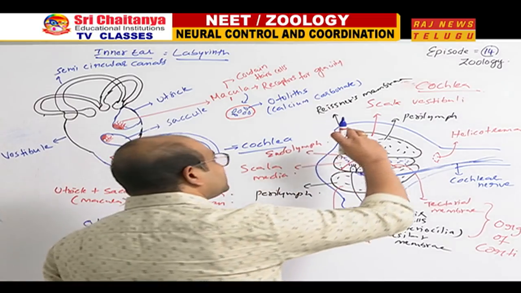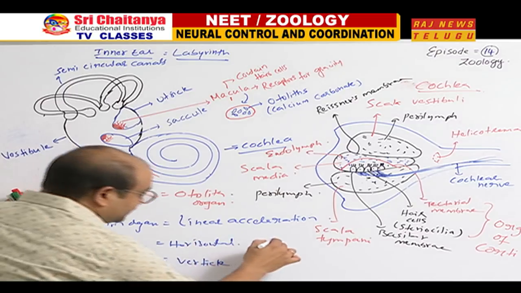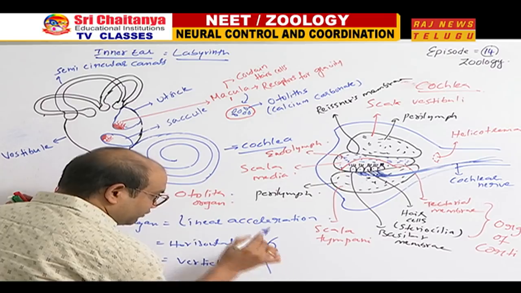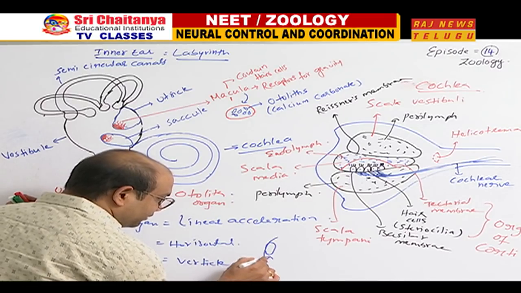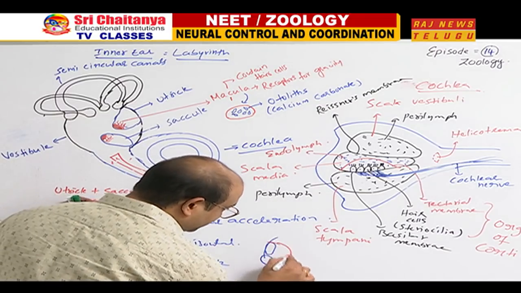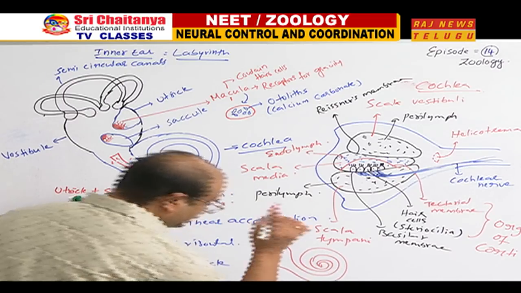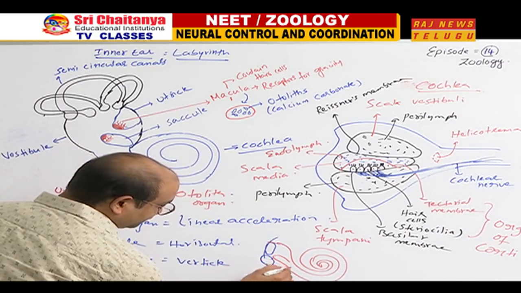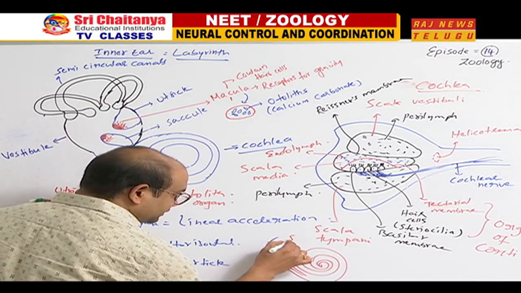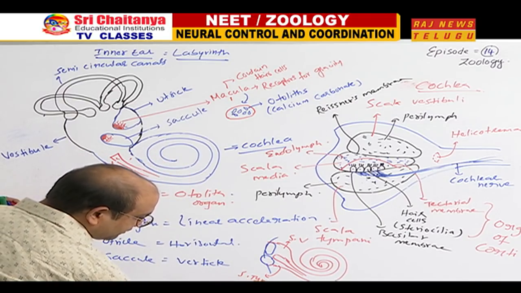The scala vestibuli, see, if it is the bony partition, this one is the oval window and this is the round window. Listen carefully. If it is cochlea, this is scala vestibuli. This one is a scala tympani.